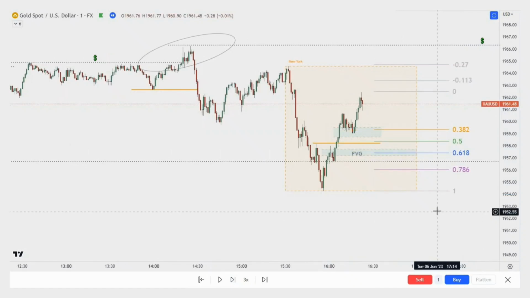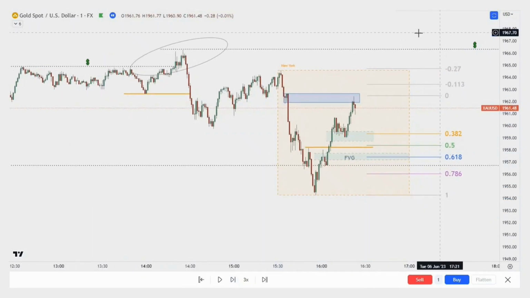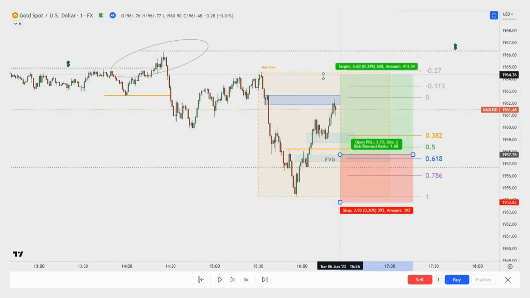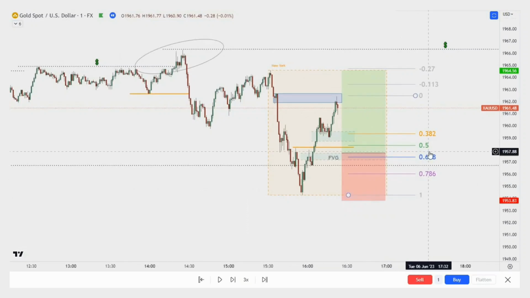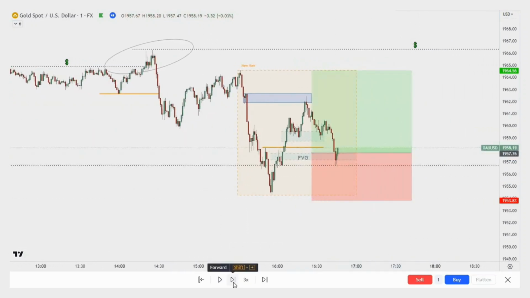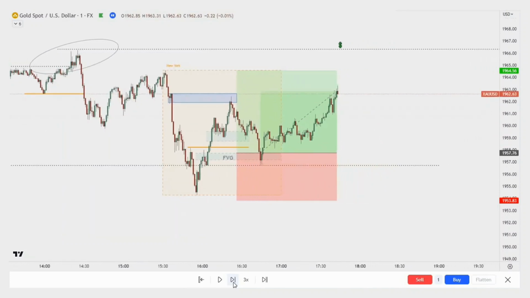Price continued further in the upside direction and touched a supply order block. We made some adjustments to the Fibonacci levels, and as we can notice, the imbalance zone correlates precisely with the 0.618 level. Price started to pull back and triggered our limit entry. The trade was shared on our free Telegram channel. This was a beautiful trade.